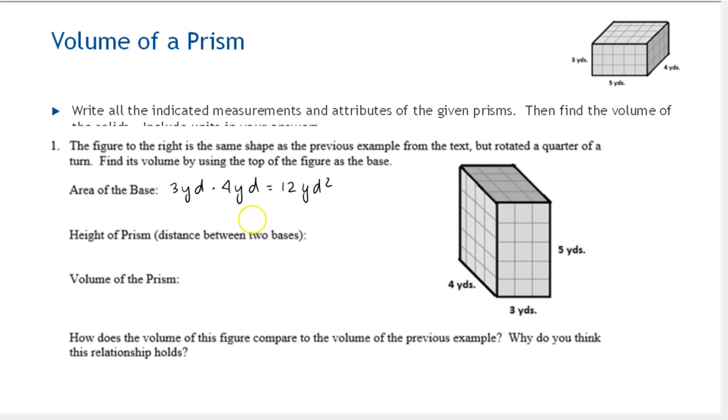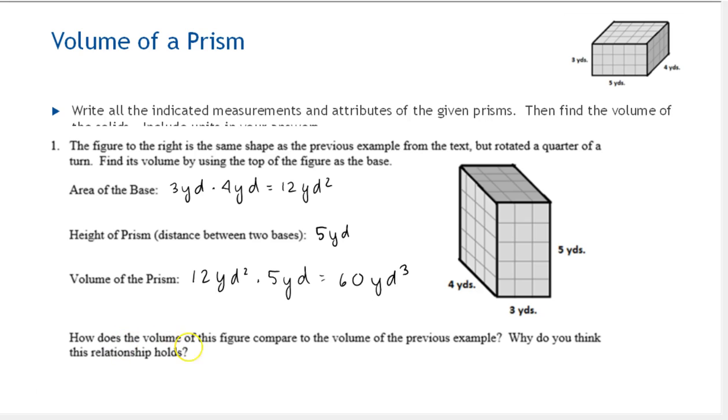Now the height of the prism is the distance relative to the two bases. This is the top base, and even though we can't see it, there's a bottom base underneath, and the distance will be this length right here, which is 5 yards. Now our volume is the area of the base times the height, so that's 12 yards squared times 5 yards. 12 times 5 is 60, and yards squared times yards gives us yards cubed, the little cube that we're measuring with here.